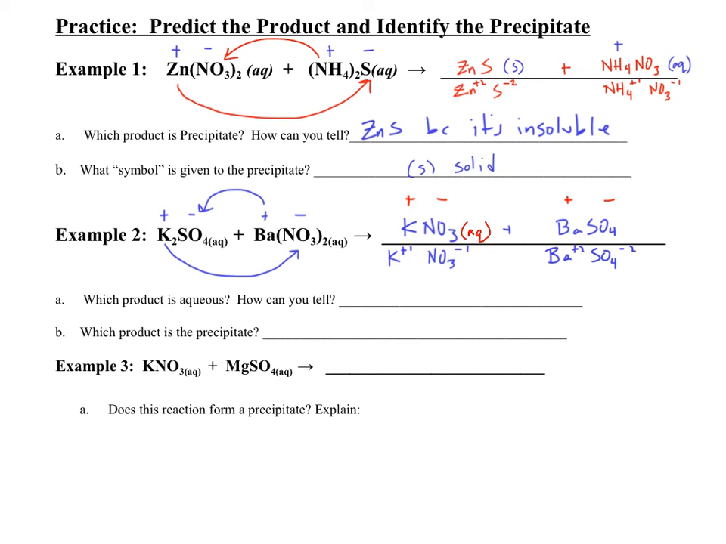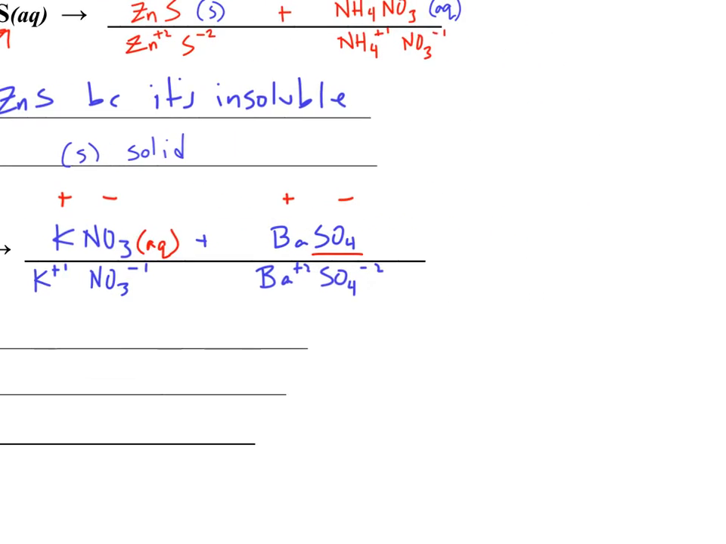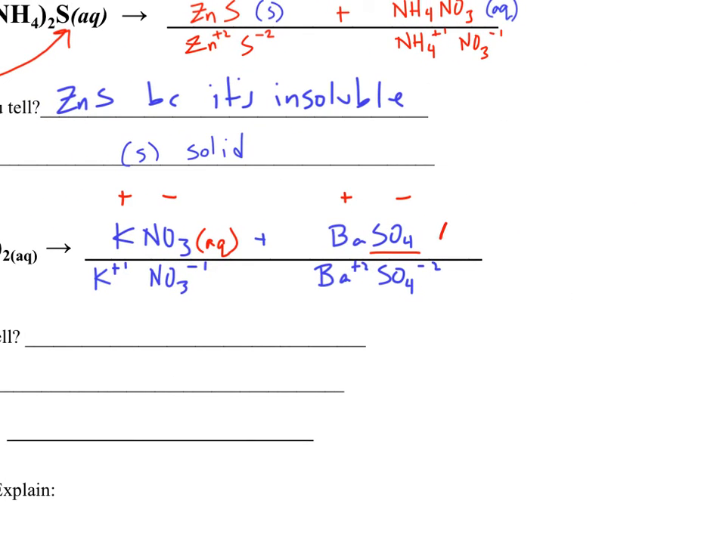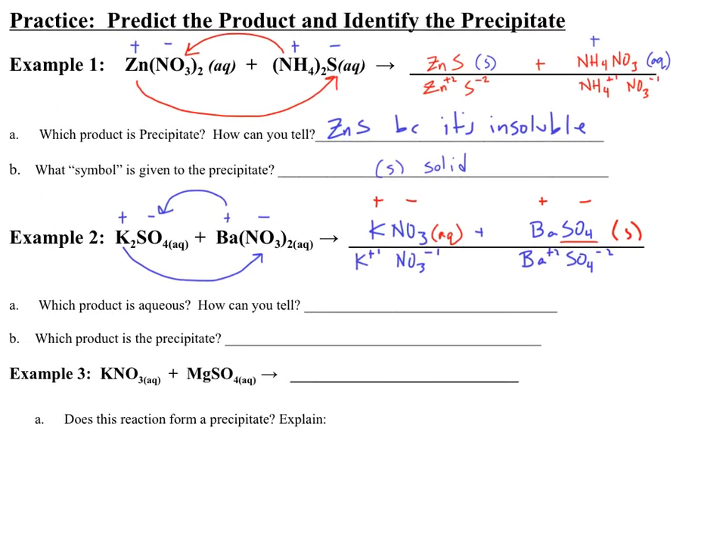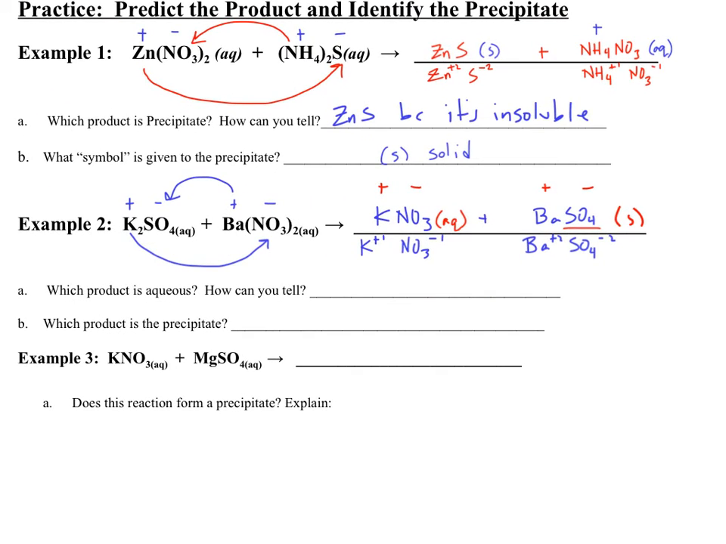Barium sulfate. So I'm only looking at the negatively charged ion, sulfate, insoluble. So that gives barium sulfate an S, which means it is a solid, which means it is my precipitate. So which product is aqueous? Well, we already determined that. It was potassium nitrate because it's soluble. Which product is the precipitate? It's the one that formed a solid, which was insoluble, which is barium sulfate.